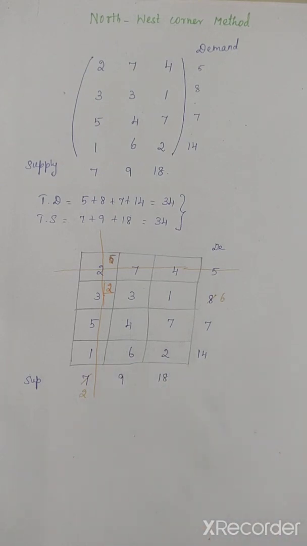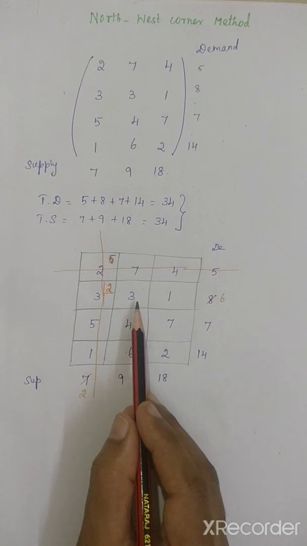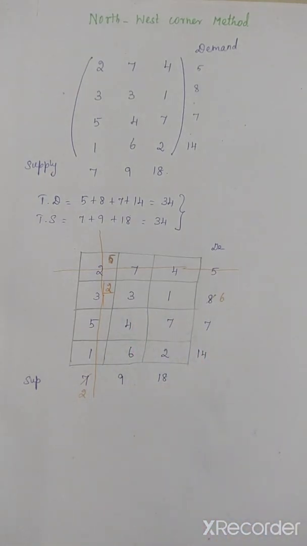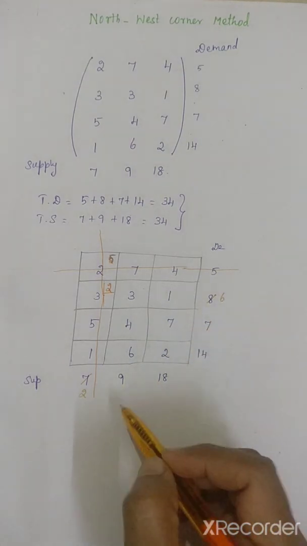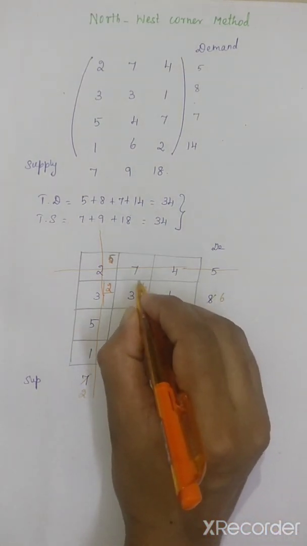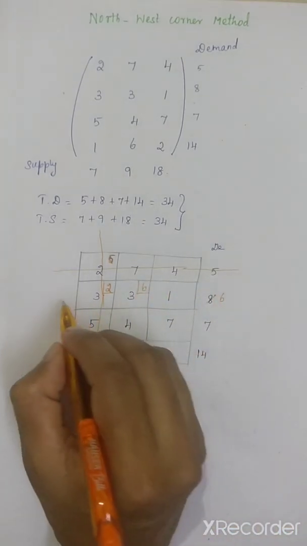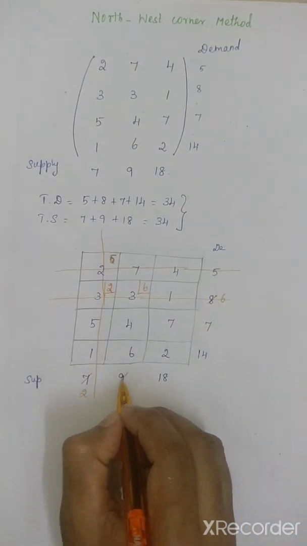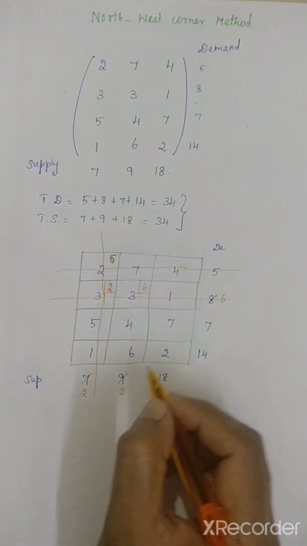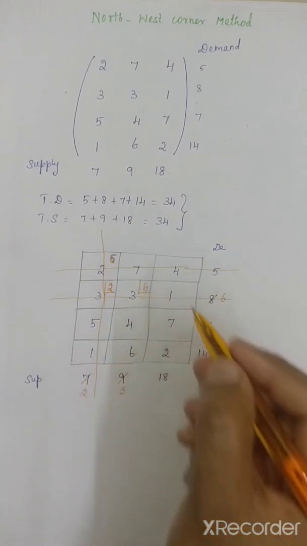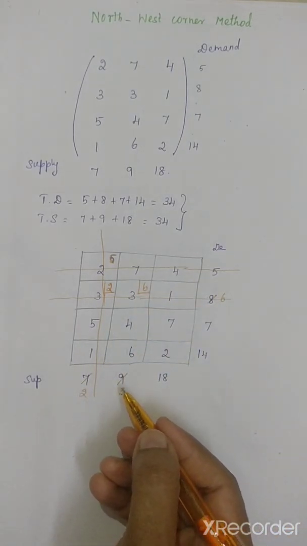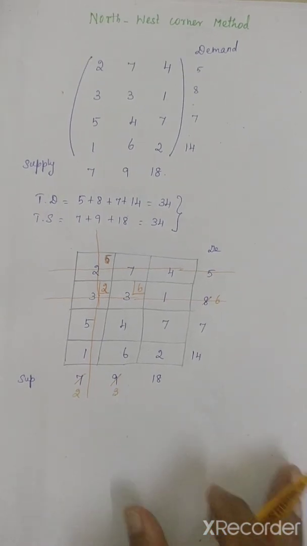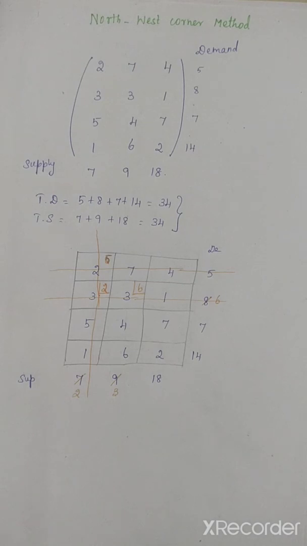For this, the corner is 3. We have to compare demand value as well as supply value. Here, the smallest one is 6. So you have to allocate 6 here. Strike out this row. This value will be reduced to 3 because we allocated 6 here. So you subtract 6 from 9, and we get 3. The remaining matrix is 4, 7, 6, 2.